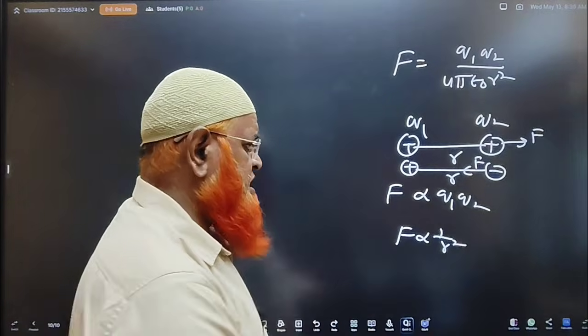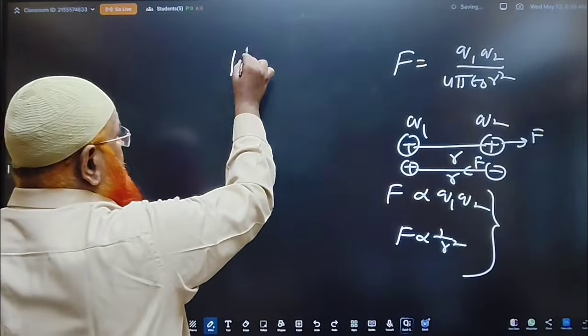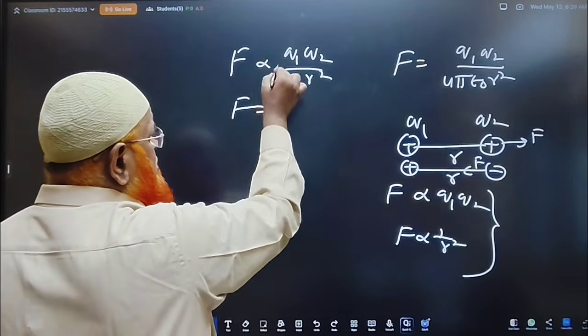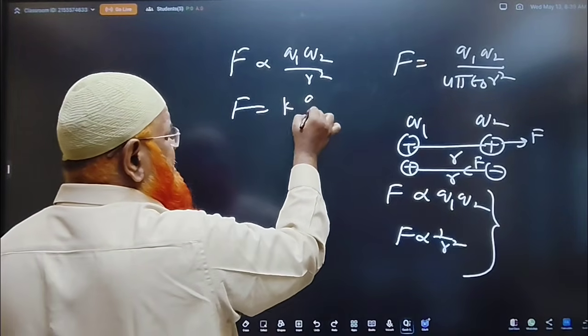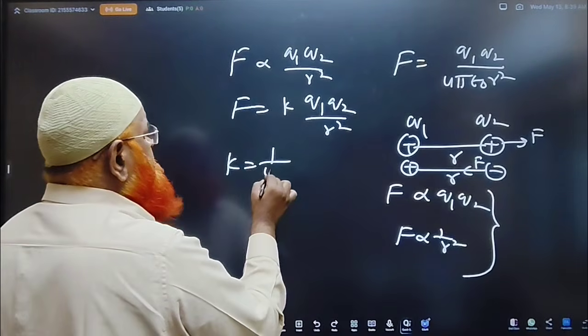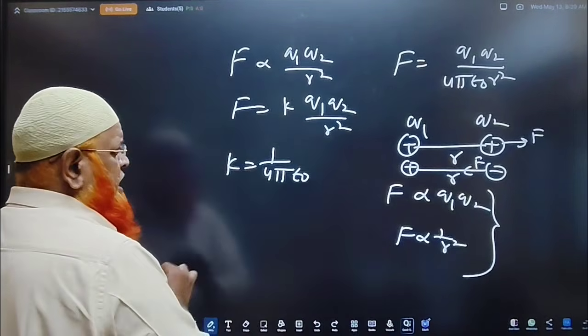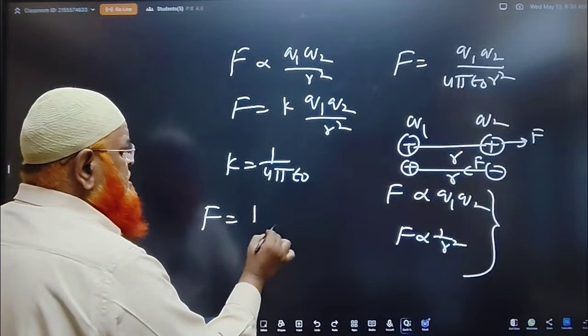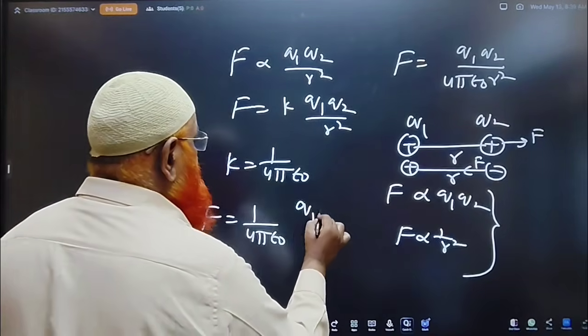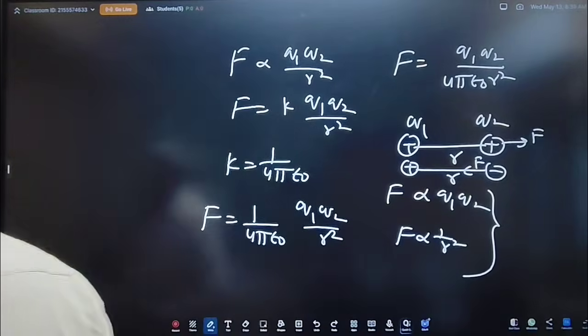When distance increases, force decreases. If you combine these two, you will get a formula which is directly proportional to q1 q2 by r square. If you remove the proportionality, you will get a constant k, so F is equal to k q1 q2 by r square. K is nothing but 1 by 4 pi epsilon naught. So F is equal to 1 by 4 pi epsilon naught into q1 q2 by r square.